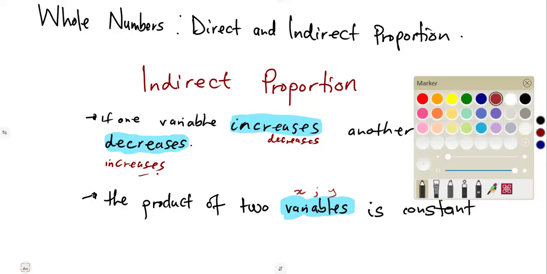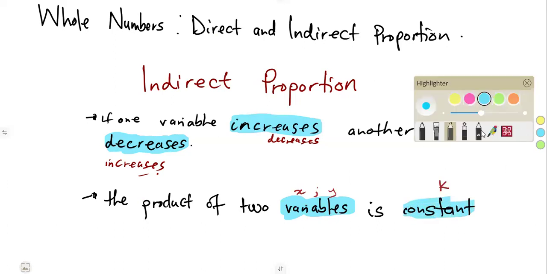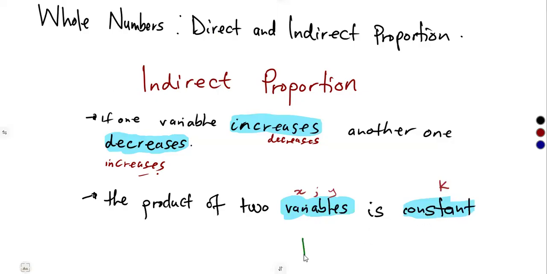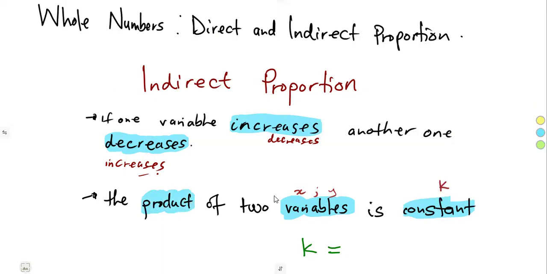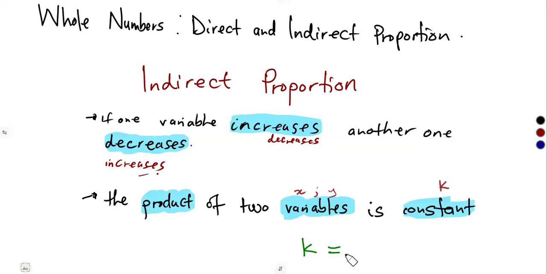Let's say we are saying it is a constant. Our constant, remember, is K. So using this idea, we are simply saying K is equal to the product. Take note, we need the product of the two variables. So we are simply going to multiply them, X and Y. Product of the two variables. That's how you find the constant.